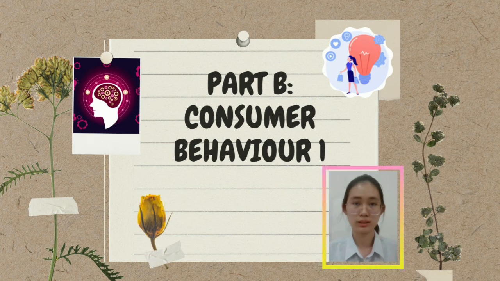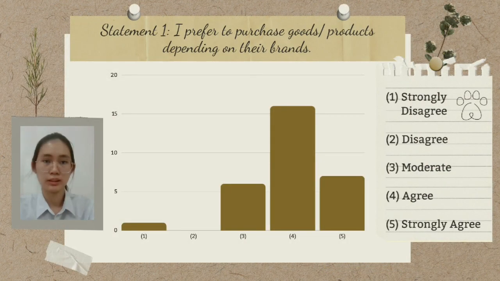Part B shows the survey of consumer behavior responded to by 30 respondents on branded products and shopping. For statement 1, only 1 respondent chose strongly disagree, which occupies 3.33%, and no respondent chose disagree. Other than that, 6 respondents chose moderate, which occupies 20%. 16 respondents chose agree, occupying 53.33%, and 7 respondents chose strongly agree, occupying 23.33%.